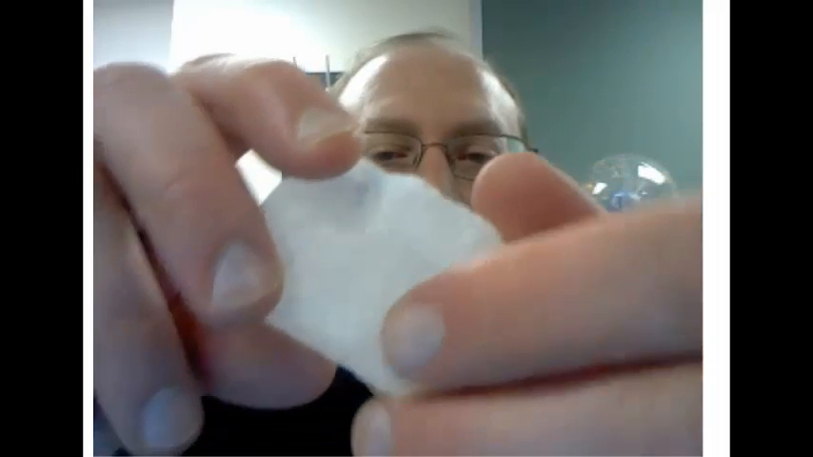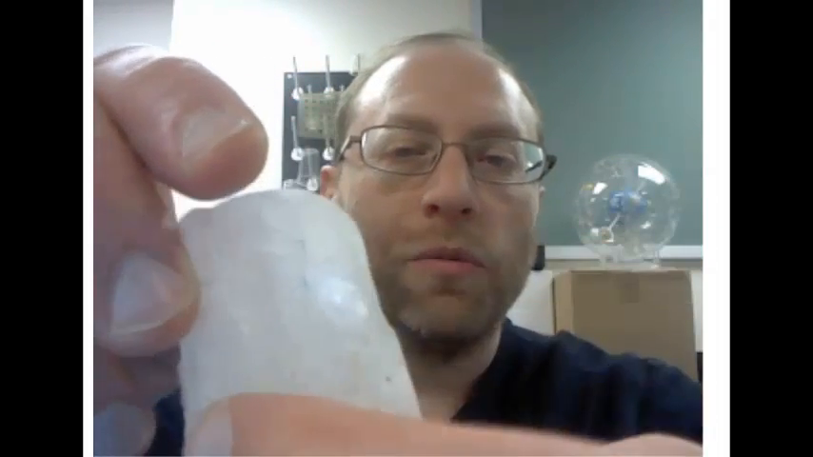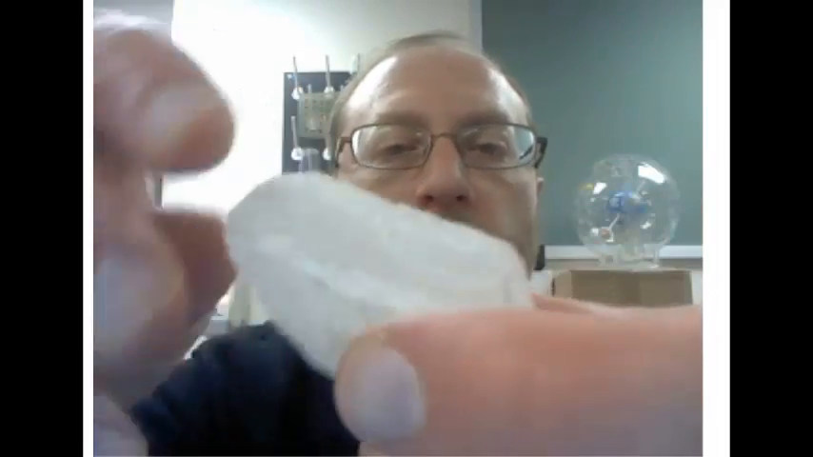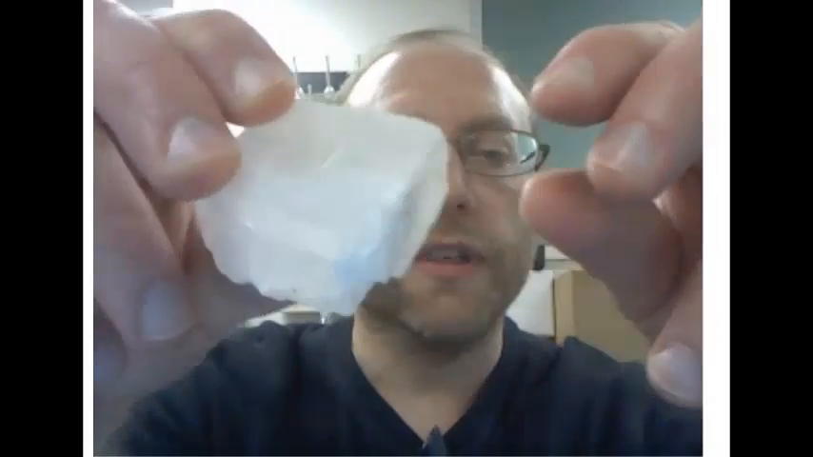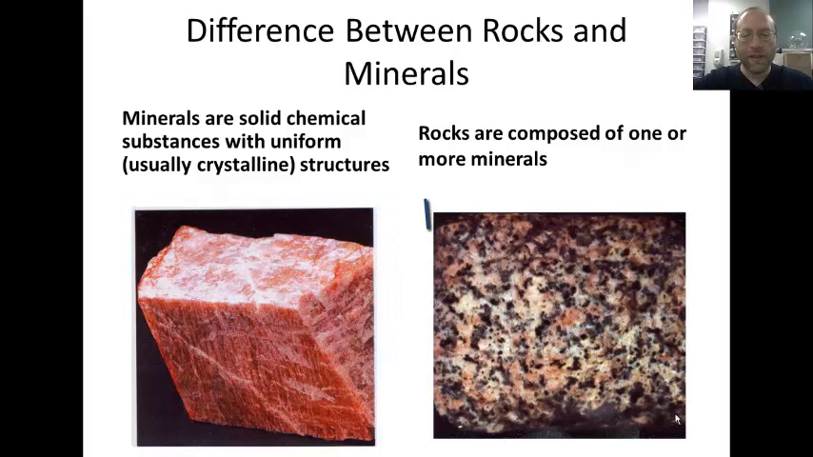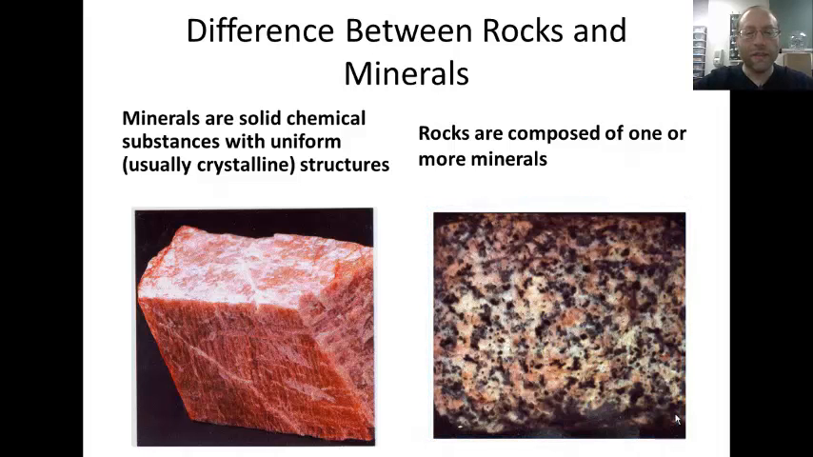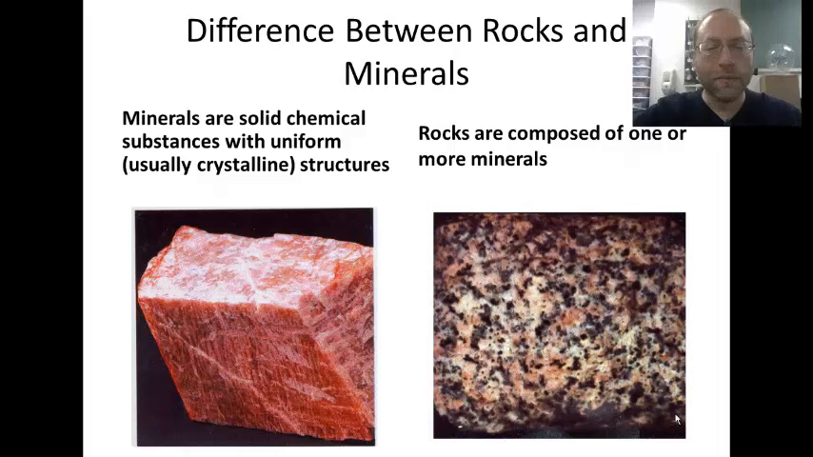It's also identified by many of its other properties, like if you notice that when it wasn't cut into this shape, it broke in its shape, just like the mineral that's pictured over here. Rocks are composed of one or more minerals. The one that you see there, you can see the actual minerals. Each different color that you see in that picture of granite is a mineral.